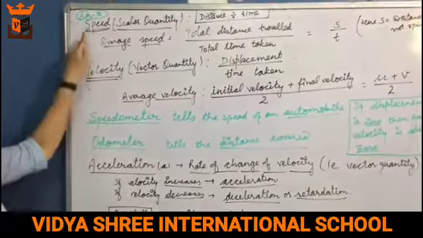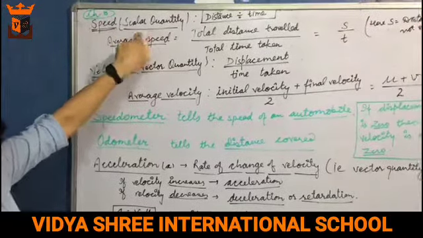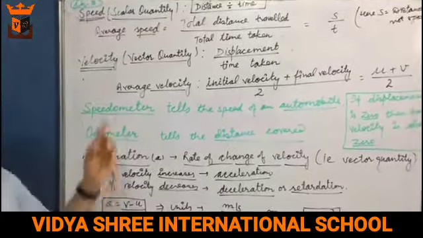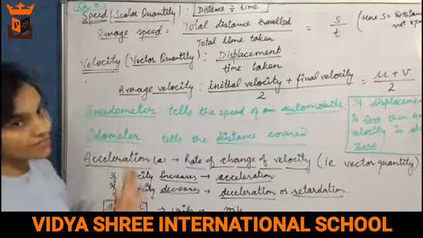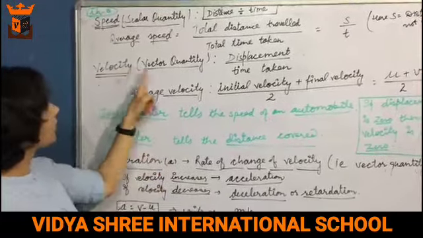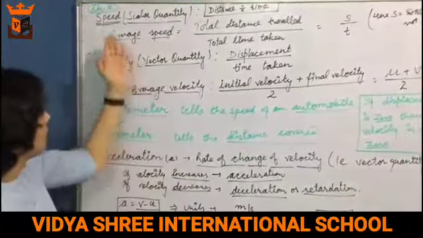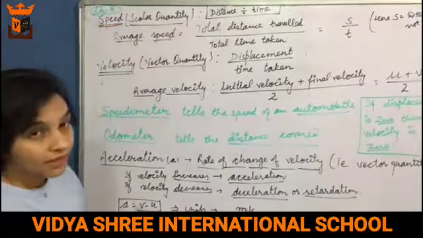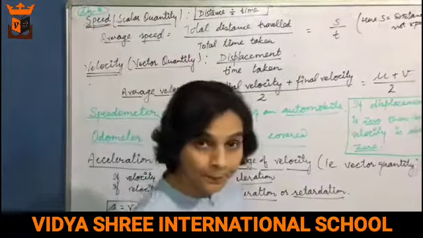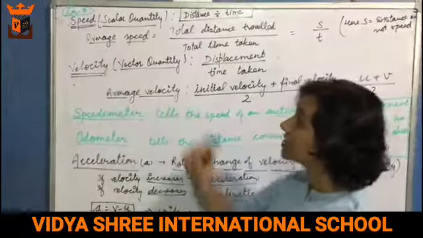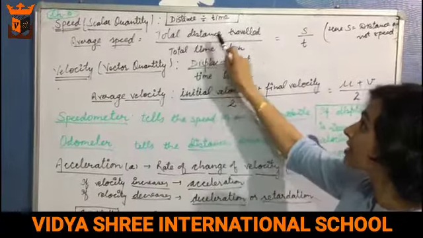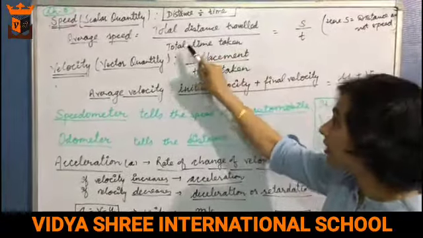See, speed is a scalar quantity. The way to remember this is: S for speed, S for scalar, V for velocity, V for vector. Speed is a scalar quantity, that is distance upon time, while average speed is total distance traveled divided by total time taken.